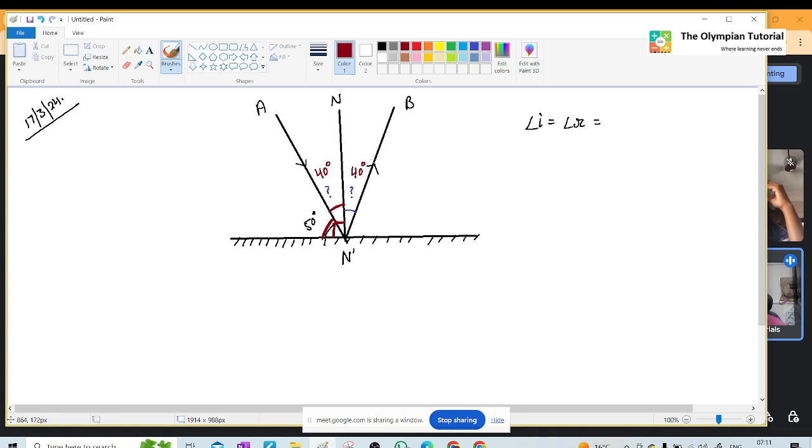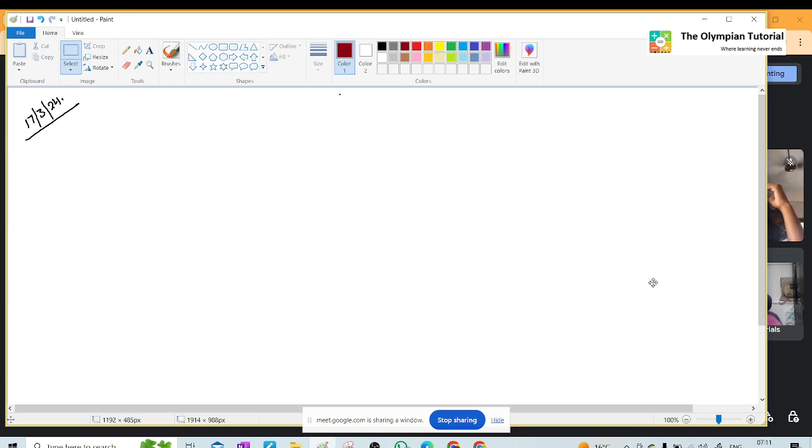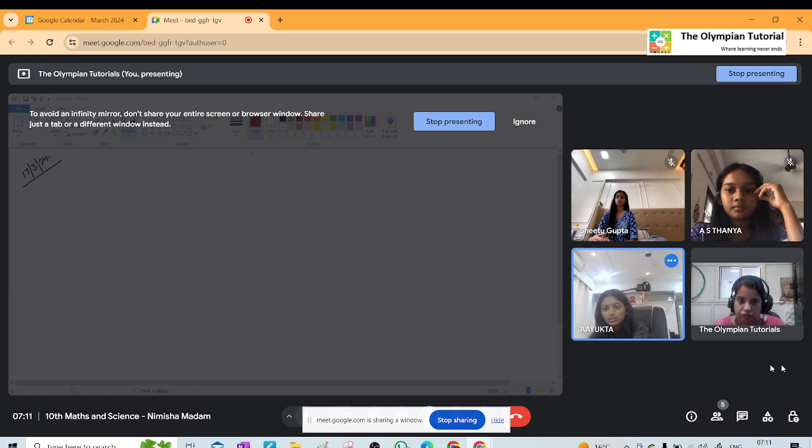Ayukta, what do you mean by spherical mirror? Ma'am, a spherical mirror is a part of a sphere. We cut it from a sphere. Okay, this is a spherical mirror.